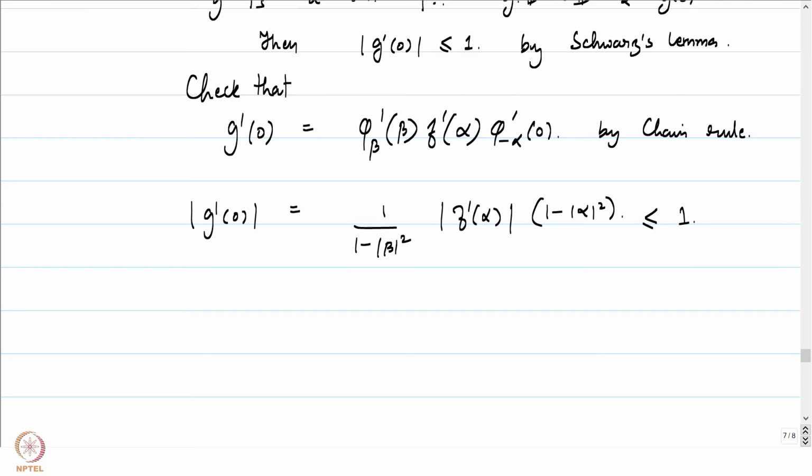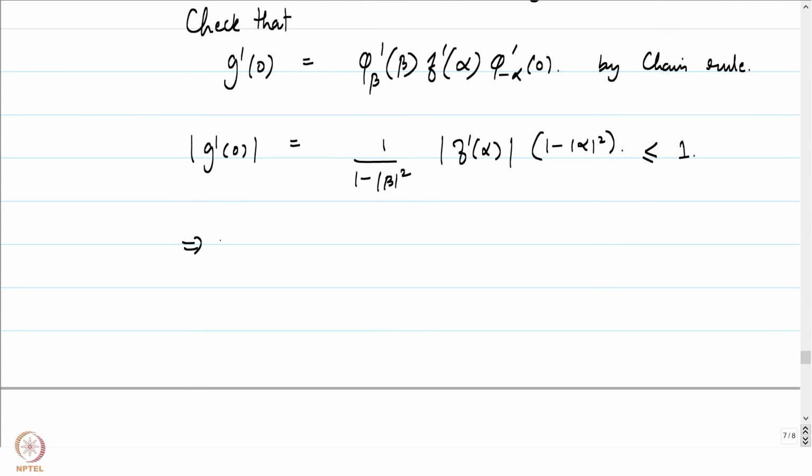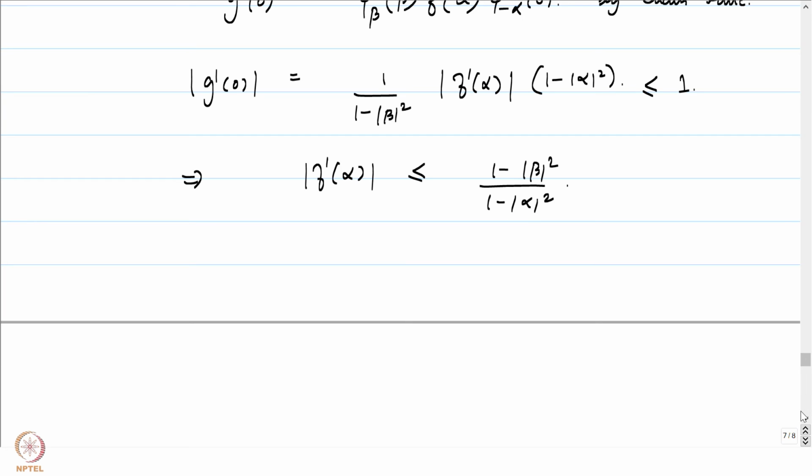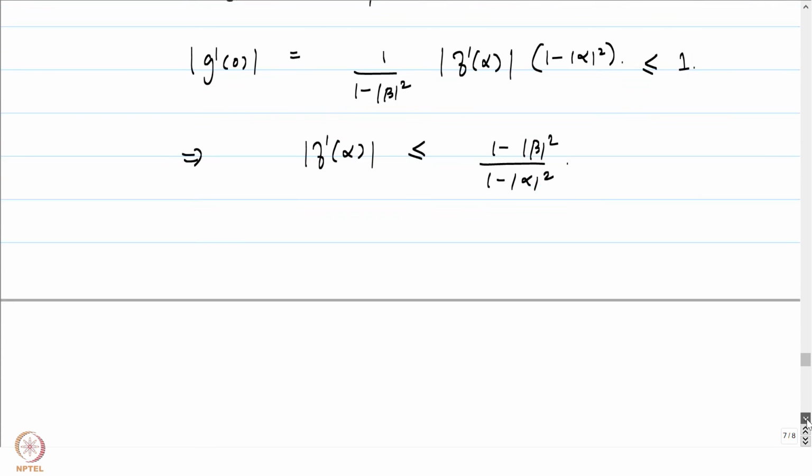And we know that this is less than or equal to 1 by Schwarz's lemma, which tells us that the absolute value of f prime at alpha is going to be less than or equal to 1 minus mod beta square by 1 minus mod alpha square. This is the upper bound of what f prime of alpha can have in terms of absolute value. For any function from D to D such that f of alpha is equal to beta, we have the absolute value of f prime at alpha is less than or equal to 1 minus mod beta square by 1 minus mod alpha square.